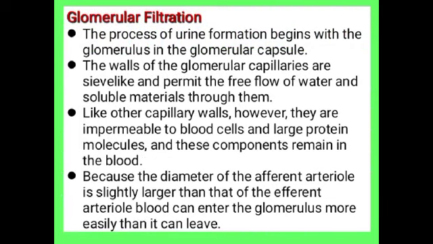Let's start with glomerular filtration. This process begins at the glomerulus and in the glomerular capsule of the nephron. The walls of the glomerular capillaries are sieve-like, which means they are permeable, allowing the filtrate to pass through. When the blood is passing through the glomerulus, the fluids that make up the blood are able to seep through. That's why it is said to be sieve-like. It's more like a sieve, which permits the penetration of some soluble materials.